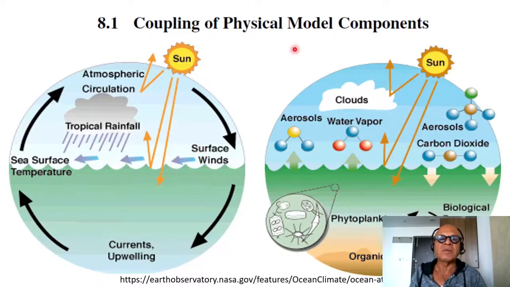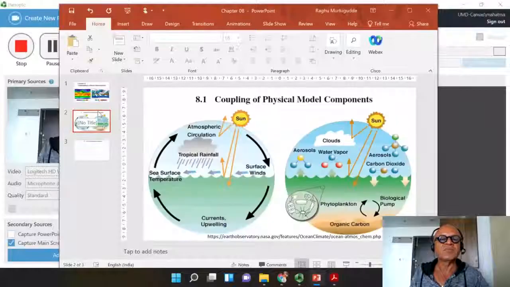So in coupling the physical model components, which is what we will focus on, air-sea interactions in this chapter, we have to think about momentum transfer and heat transfer and energy transfer through evaporation, because evaporation is stripping the energy from the ocean by breaking the hydrogen bonds between water molecules, and water vapor condenses in the atmosphere and releases that energy, which is a large part of the driving mechanism for global weather and climate. Okay, so this is kind of setting up the background.